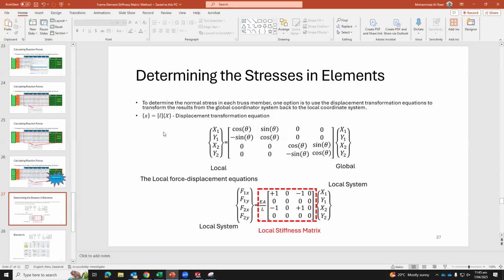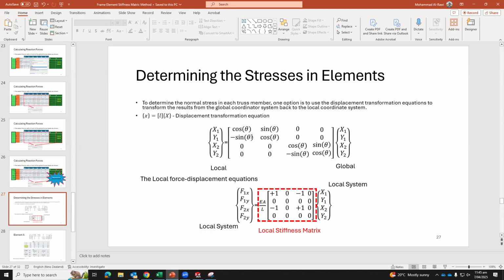So x equals the length times the X for it. So that will give us the displacement transformation equation. You have X1, Y1, X2, Y2. That's for node 1 and node 2. And you have the equations. Here there will be only cosine and sine theta. There is no K to take into account.